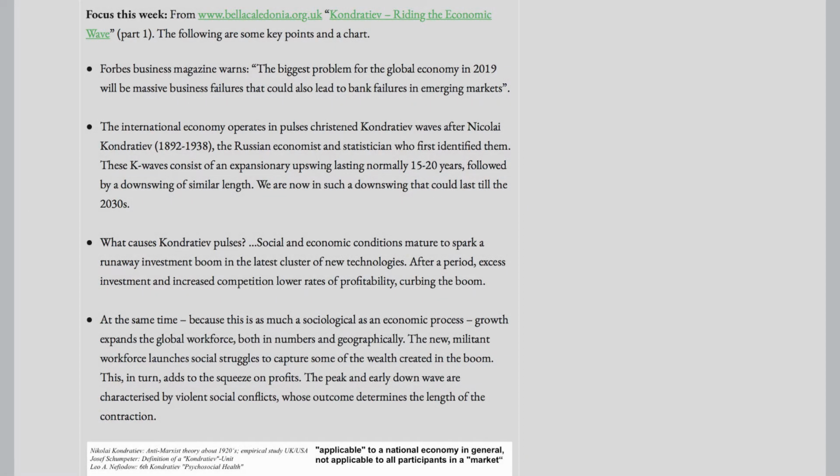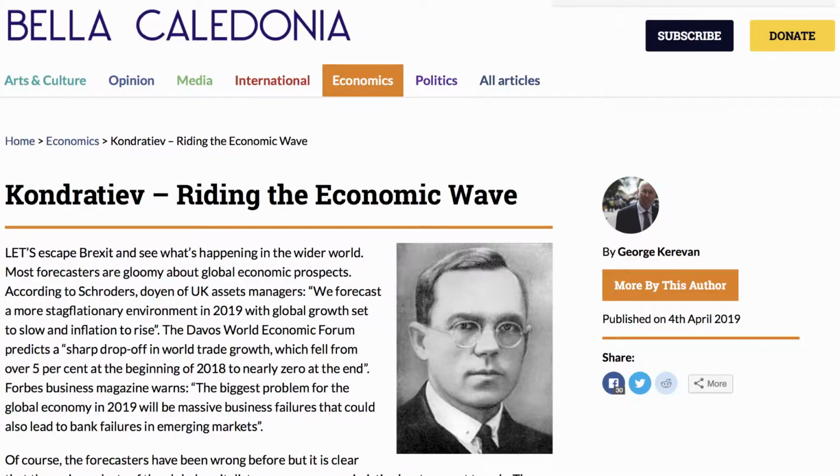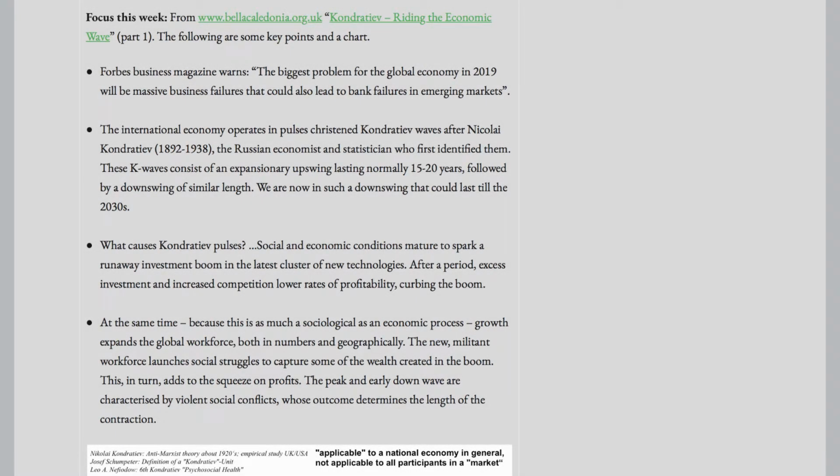Focus this week from www.bellacaledonia.org.uk. Kondratiev, Riding the Economic Wave. The following are some key points and a chart from Part 1.